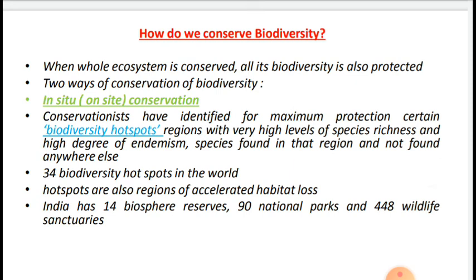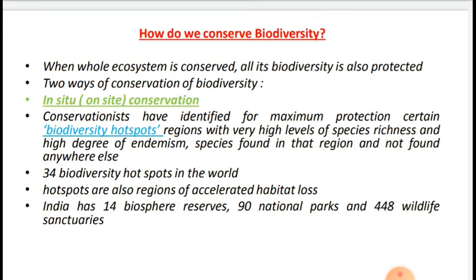Now, how do we conserve our biodiversity? As we know, man-made activities are actually responsible for this destruction of biodiversity on this planet. Civilization and our requirements are responsible for the degradation and destruction of biodiversity on this earth. When we conserve and protect the whole ecosystem, its biodiversity at all levels is protected. We save the entire forest to save the tiger and some other animals also.